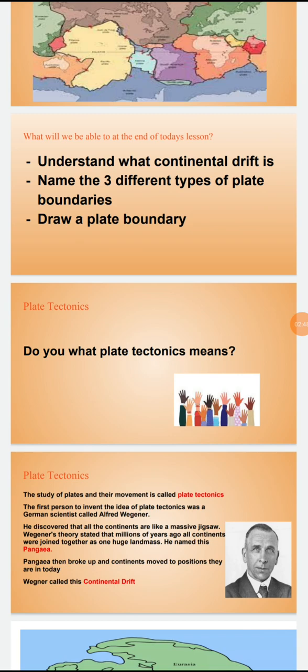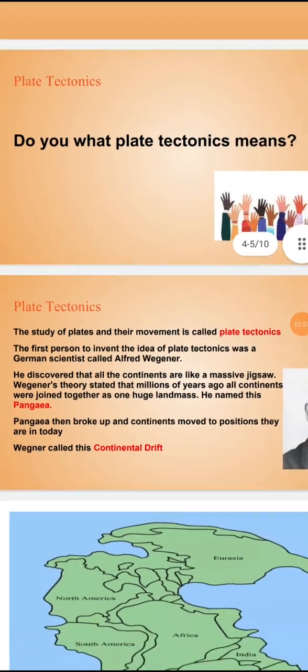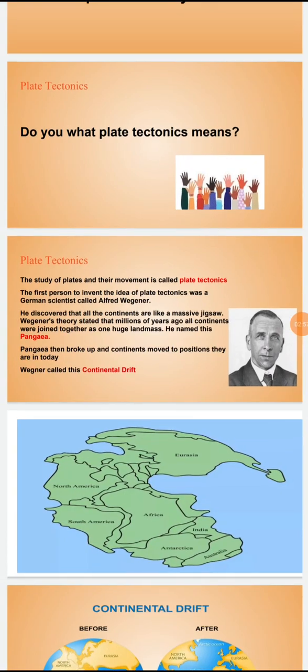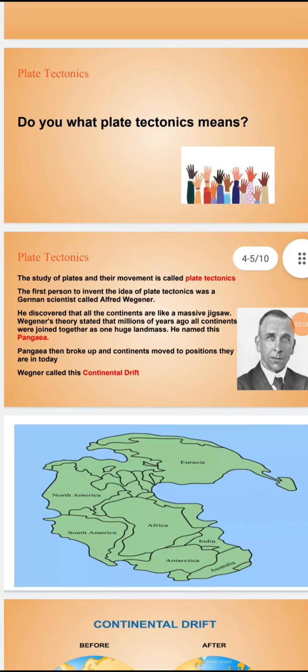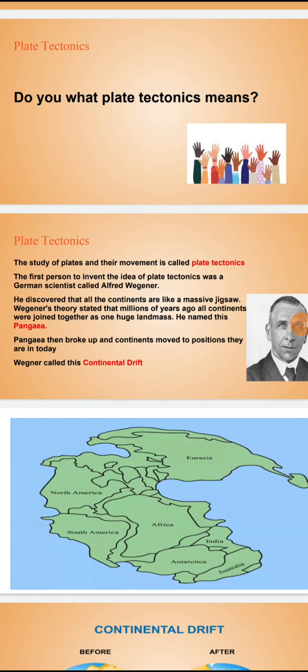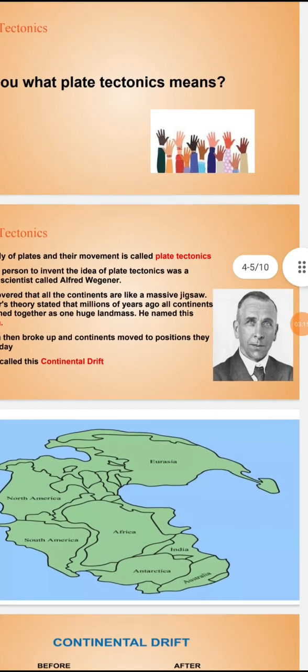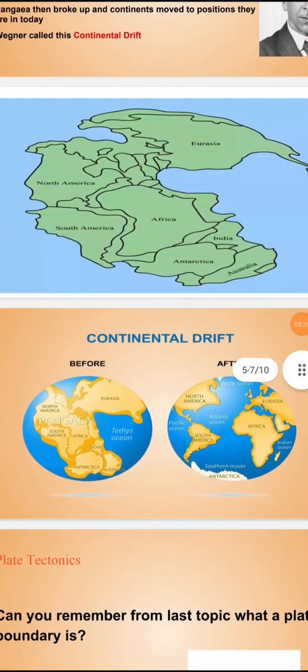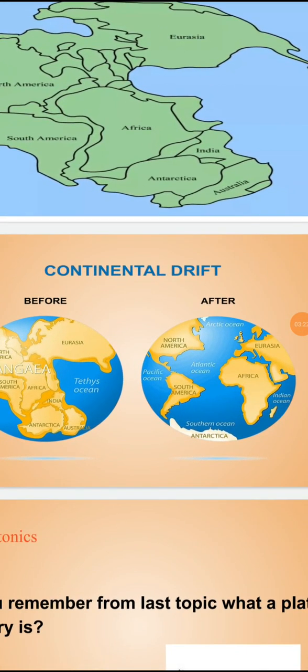The first person to invent the idea of plate tectonics was a German scientist called Alfred Wegener. He discovered that the continents are like a massive jigsaw. Wegener's theory stated that millions of years ago all continents were joined together as one huge landmass. He named this Pangaea. It then broke up and continents moved to positions they are today. He called this continental drift. This is Alfred Wegener. This is Pangaea. Pangaea before and after.